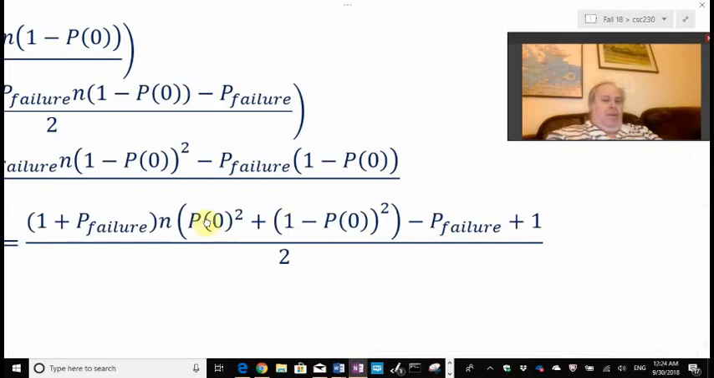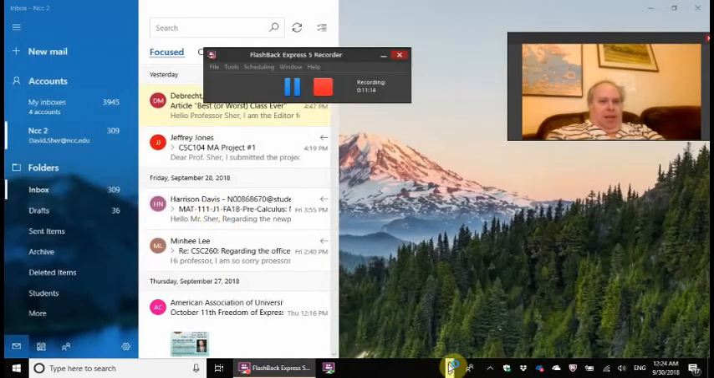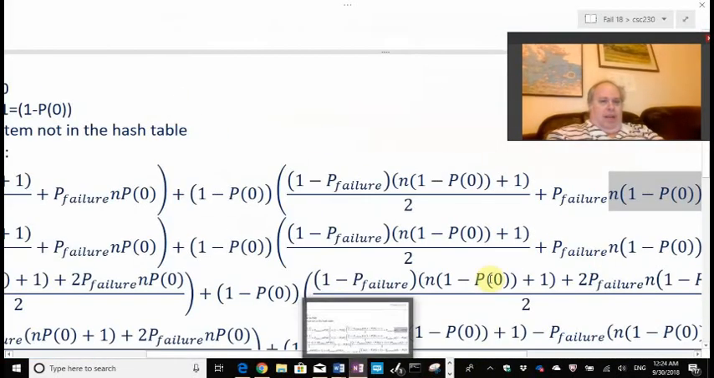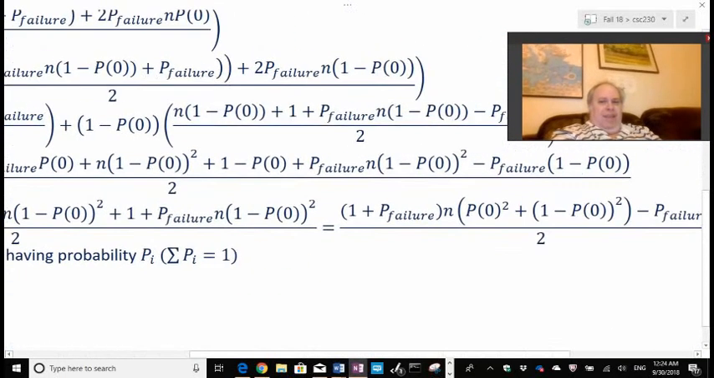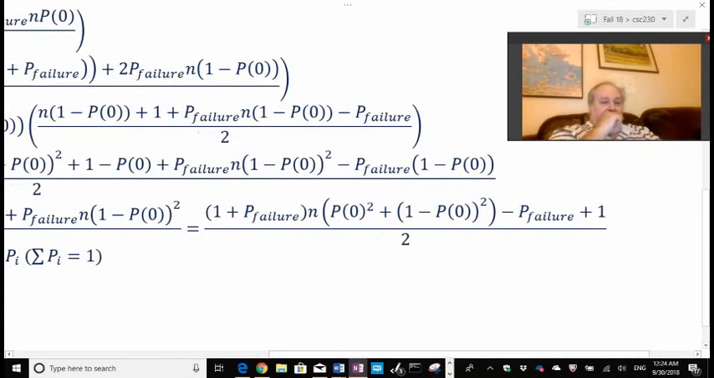So what happens is we take, yes, I am sorry, computer, you can do it. Okay, so we take this guy. This is the formula we end up with. A little bit complicated, but it's not too bad. Okay, so if this was 1/2, and this was 1/2, this would turn into 1/4 plus 1/4, which equals 1/2. So this would be 1/2 of 1 plus P of failure n minus P of failure plus 1, over 2.